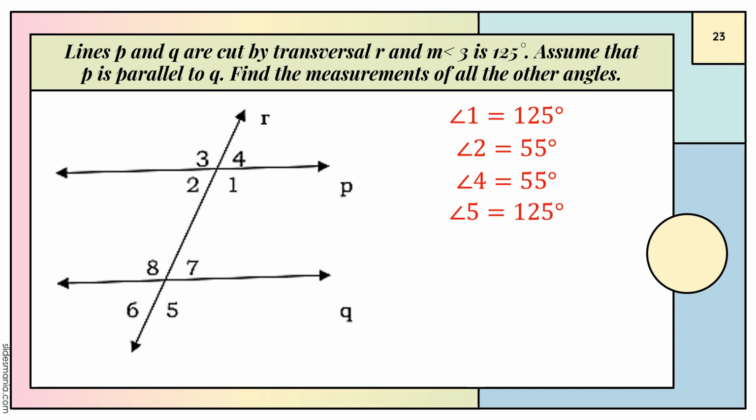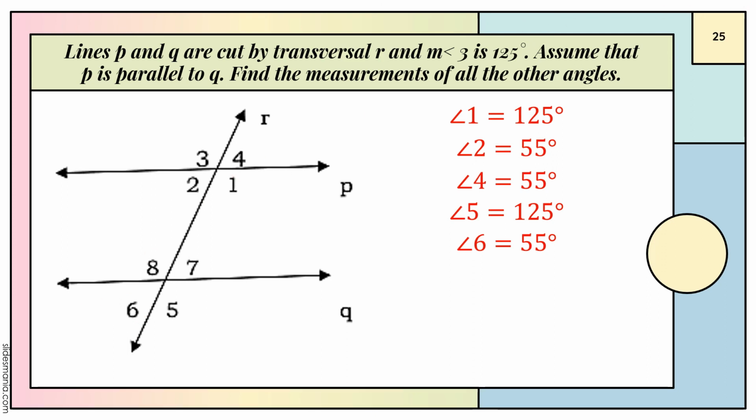Let's now have angle 5. The measurement of angle 5 is 125 degrees. How? Since angle 1 and angle 5 are corresponding angles, their measurement is the same. Let's have the next. We have angle 6. Angle 6 is 55 degrees. Angle 2 and angle 6 are corresponding angles, isn't it? That makes it measure 55 degrees.